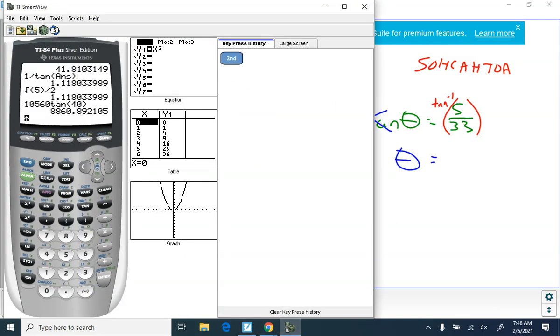So we have second and tangent, and go 5 divided by 33. Make sure you close your parenthesis out. You don't have to find the decimal first and then rewrite the decimal down. You don't need to do that. You just need to do this. Show me that you're taking the inverse tangent of both sides and then find your answer: 8.61 degrees or 8.62 degrees.